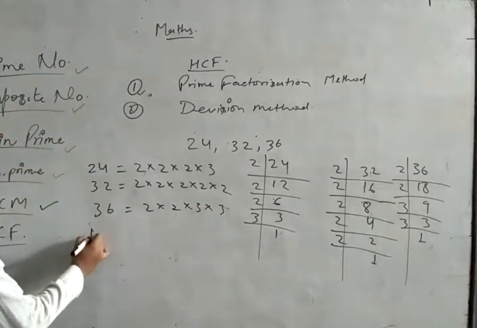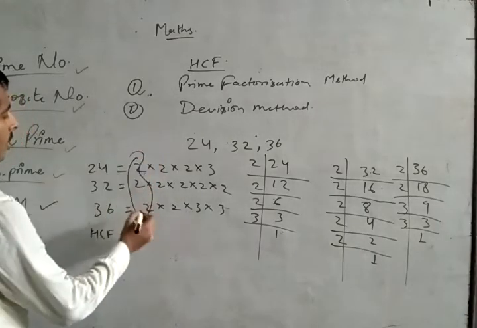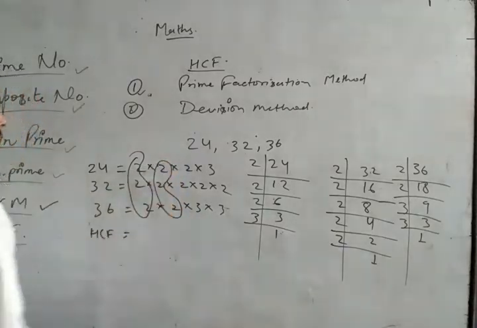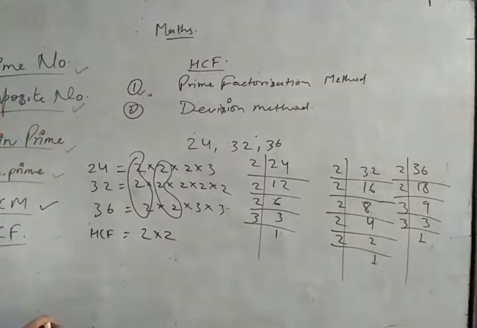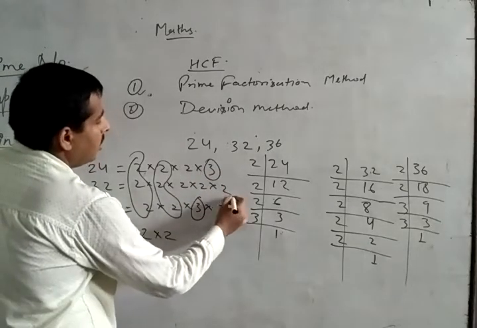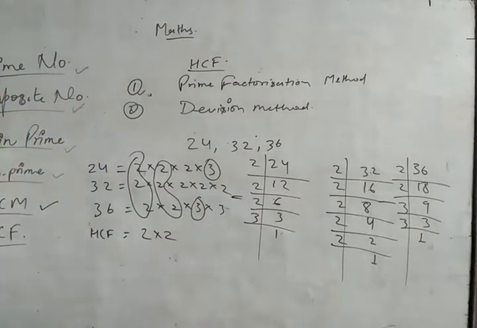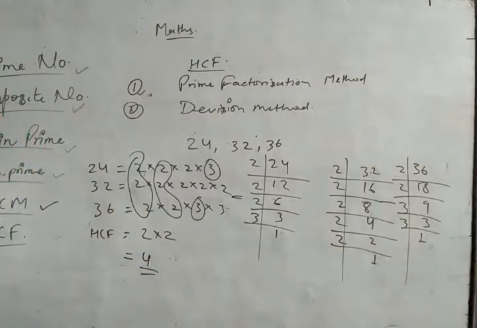Now what do we have to do to calculate the HCF? We will write those numbers which are common in all three lines. We have 2 into 2 common in all three lines. We have 3 here, but there is no 3 in the other line, so we cannot take it. Then the calculation gives you 4. Means 4 is the highest number which divides 24, 32 and 36 all at once.